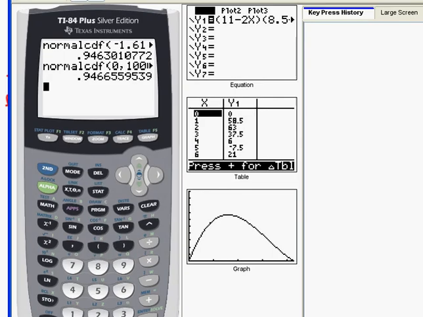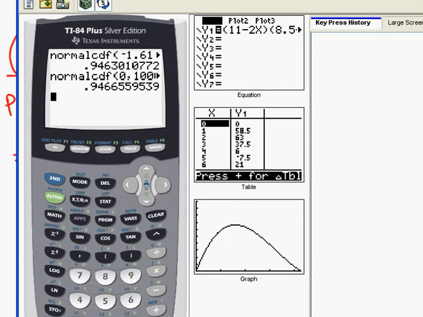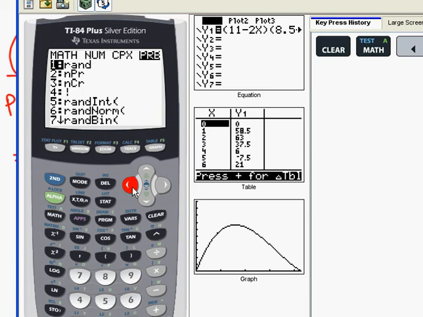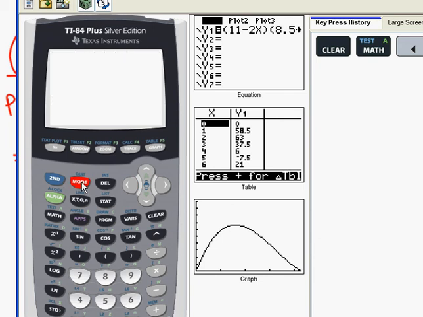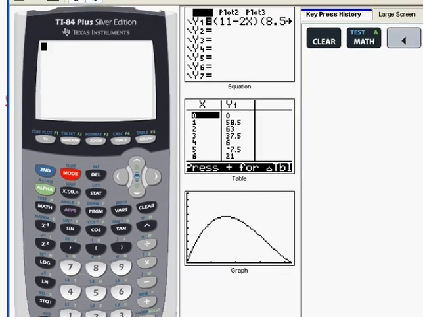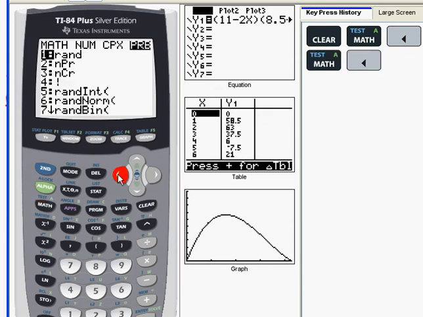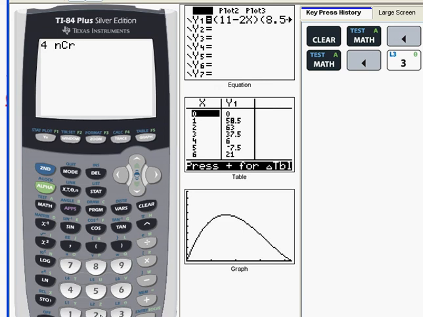Let's minimize this. Let's bring it over here. Here's how you do that. You press the math menu on your calculator, and you go to probability. You see the third thing down, nCr? That's where it is. So do second quit for a minute. We want to do 4 choose 2. So here's how you do that. You type 4, math, probability, number 3, nCr, 2, hit enter, and you get the 6 that you expected.